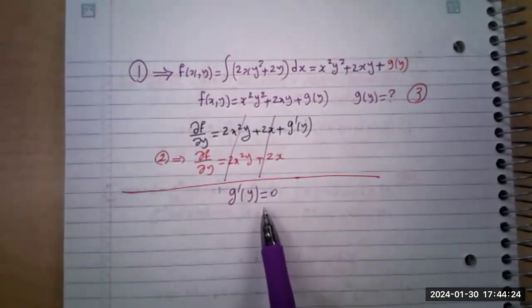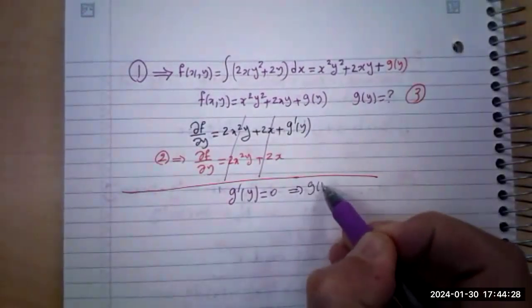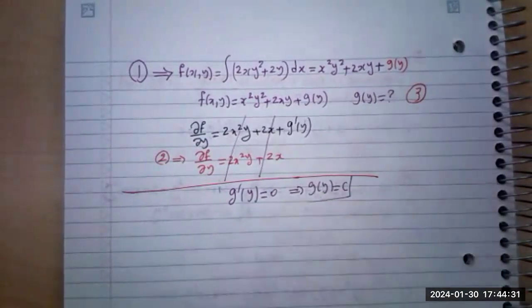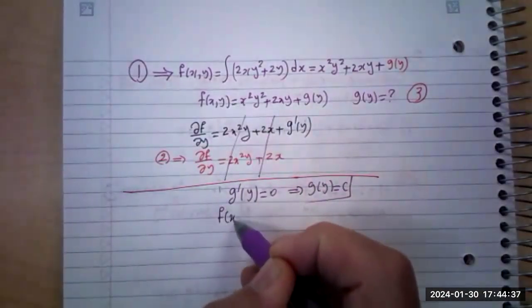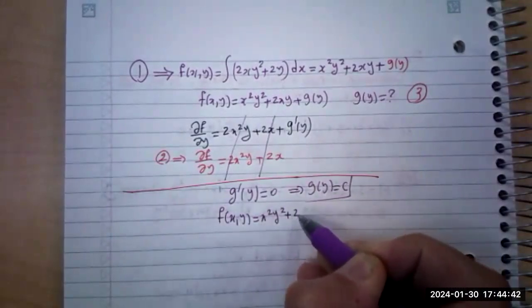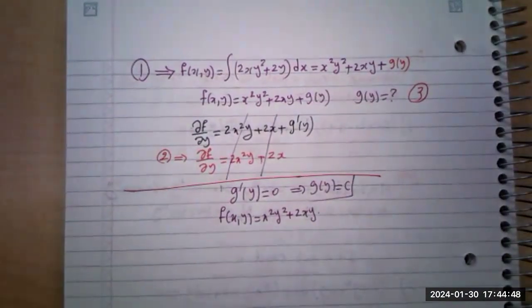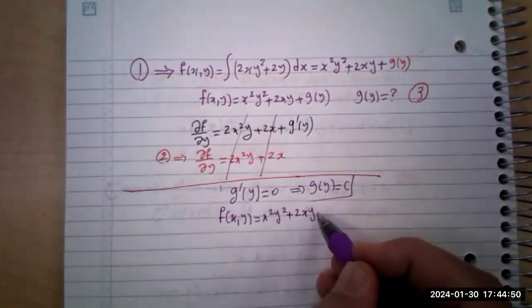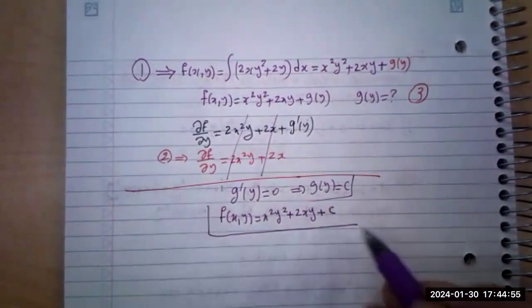So we prefer this one, g prime of y. So g of y would be a constant, which is nothing extra for you. So you go back to this, and f of x y is equal to x squared y squared plus 2xy. If it's a constant, you can even drop it. You can leave it out, but I'm going to write it down for you. So this is going to be f of xy.